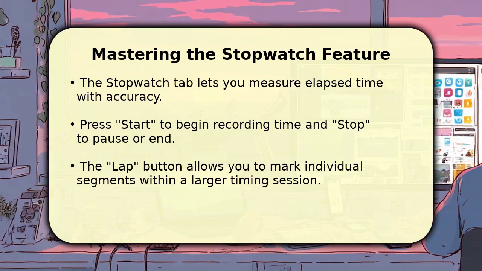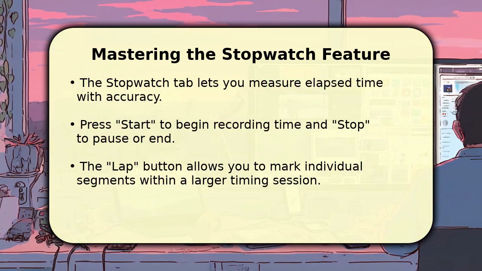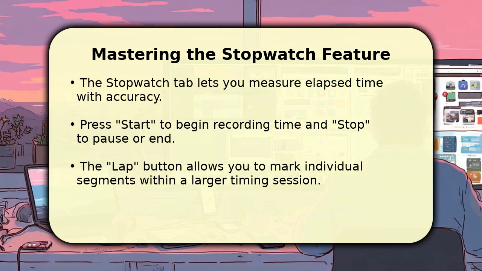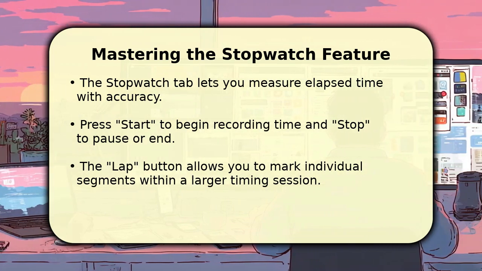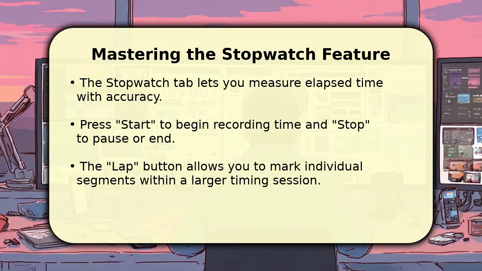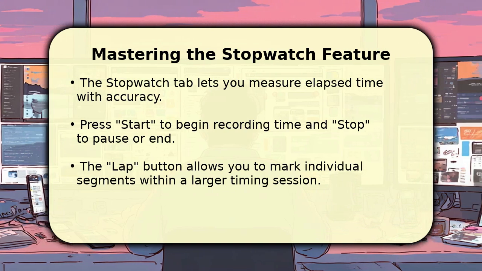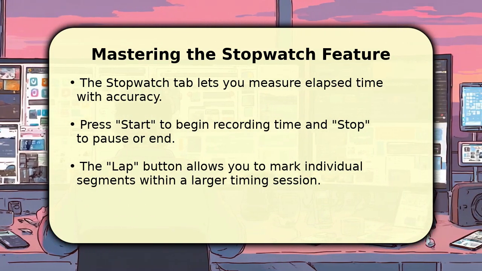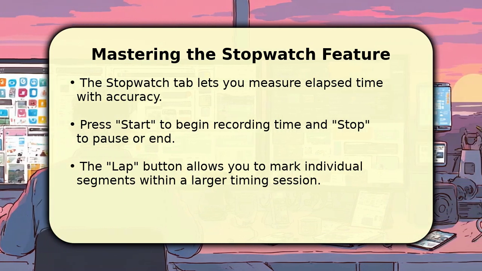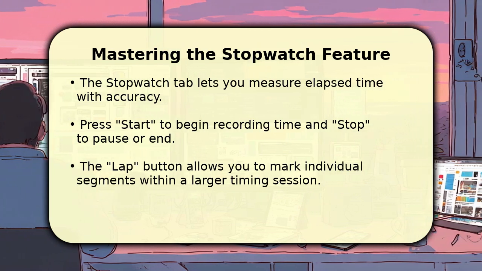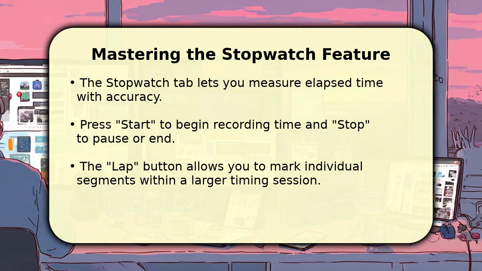For measuring elapsed time, the stopwatch tab is invaluable. Access it from the bottom of the clock application. Tap Start to begin the stopwatch, perfect for timing runs or cooking intervals, and use Stop to pause or conclude your measurement. If you are tracking multiple segments within one activity, such as different laps in a race, simply press the lap button to record each individual split time without stopping the main timer.